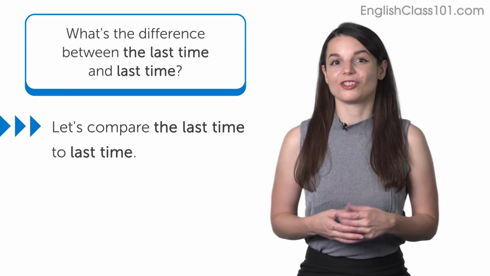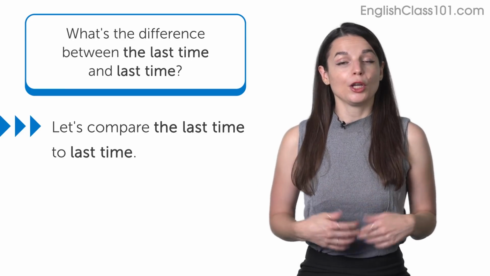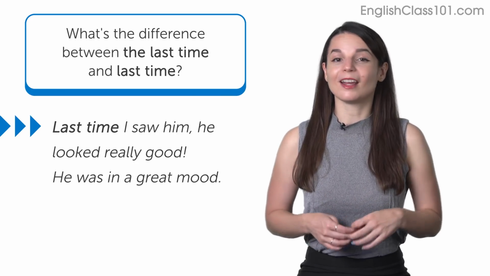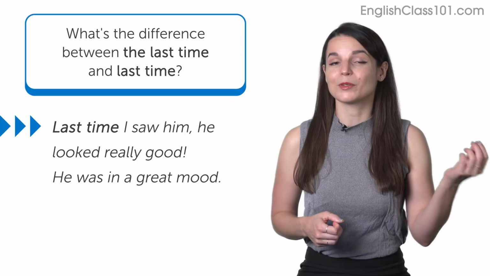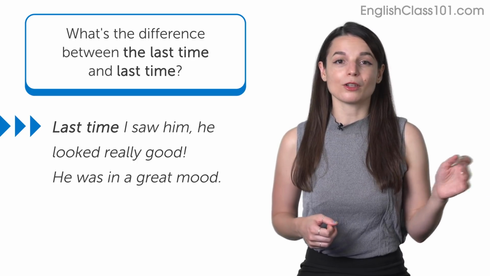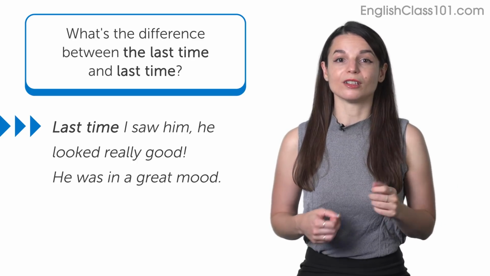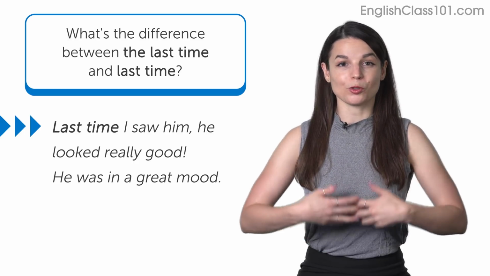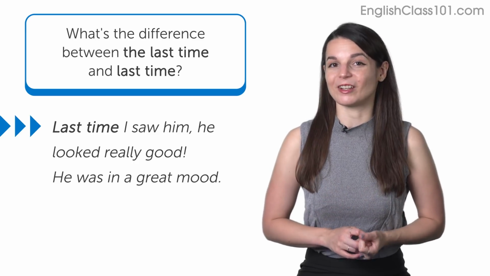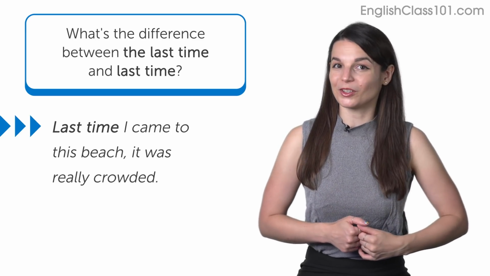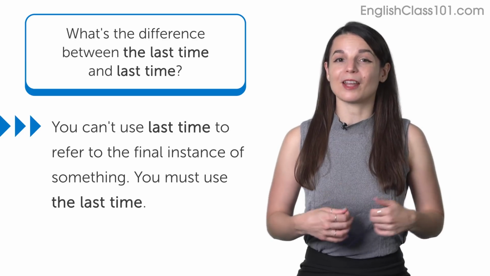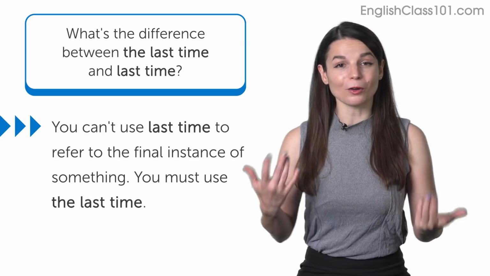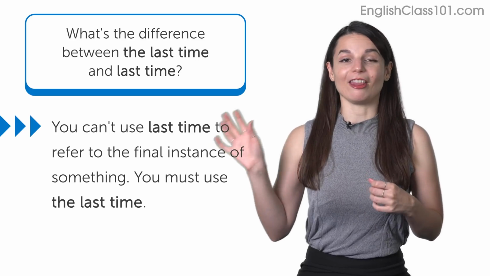So let's compare this to just "last time" with no article. You could say something like, last time I saw him, he looked really good. He was in a great mood. Again, this refers to the previous time you saw someone. However, we cannot use just "last time" without an article to refer to the final instance of something. We could use "last time" to refer to my other example situation with, last time I came to this beach, it was really crowded. That's perfectly fine. But again, we cannot use "last time" to refer to the final instance of something. We can only do that with the definite article, "the last time."